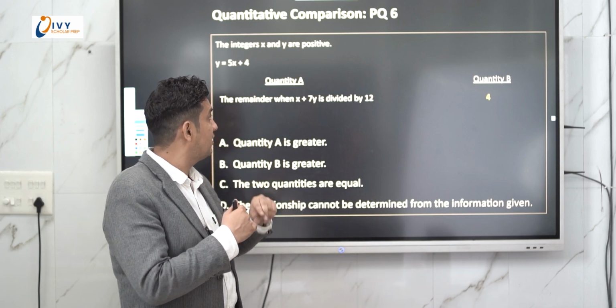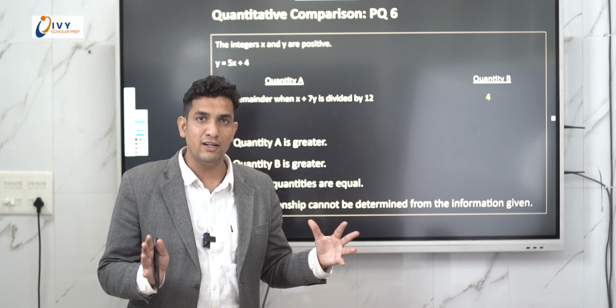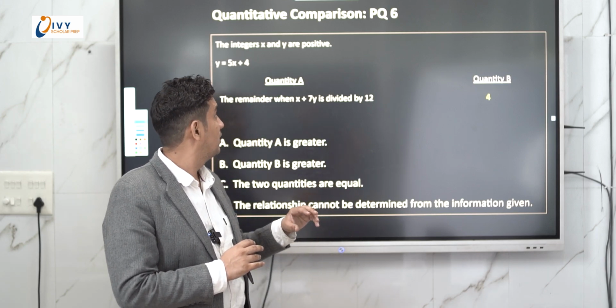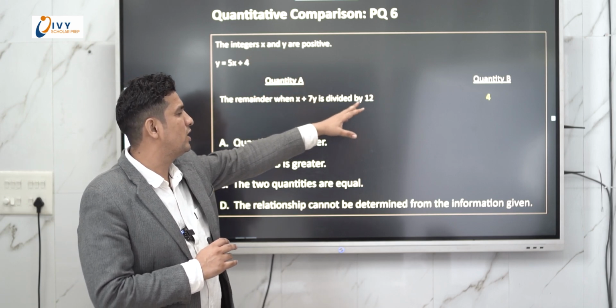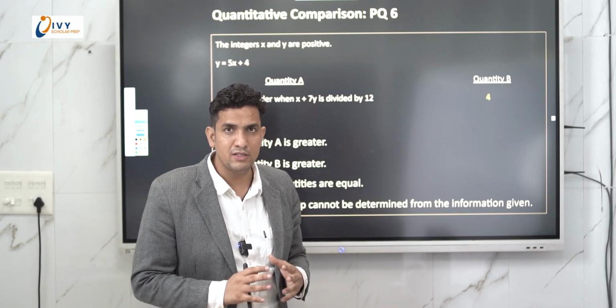So what do I need? First thing is remainder theorem. I hope most of you are already good with that. If not, I'll tell you how we're going to do that. Second, this is positive and you need to compare with the quantity B. So how are we going to attempt this?